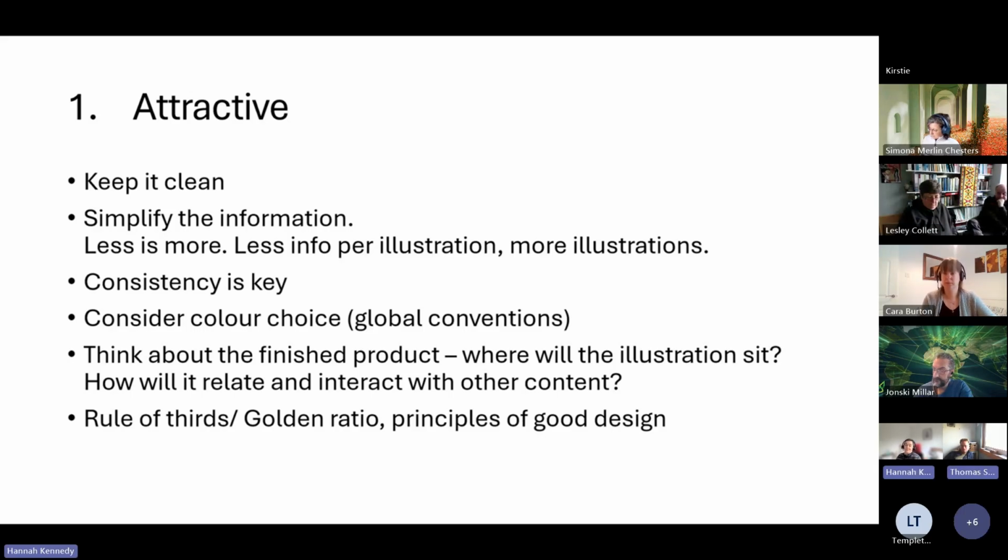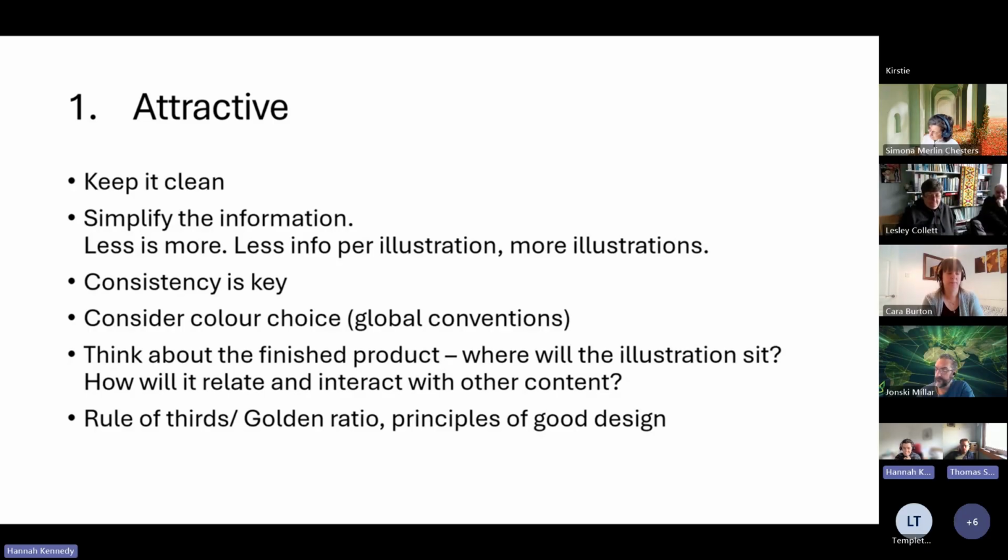A key part of attractiveness is how it looks. Even down to color choices, there's good options and bad options. I'm sure we've all seen bad options. I'll talk more about colour under the accessibility bit, but it definitely comes under attractive as well.